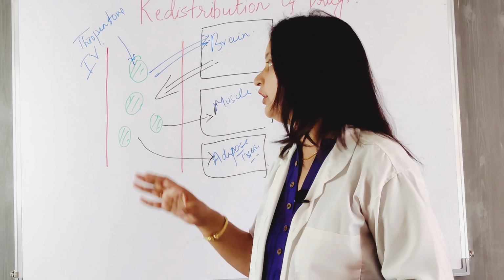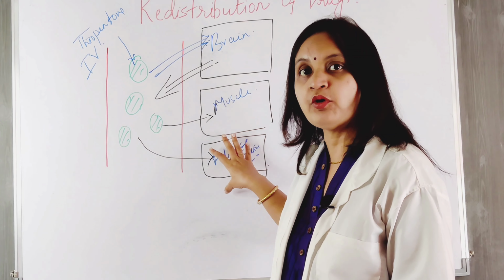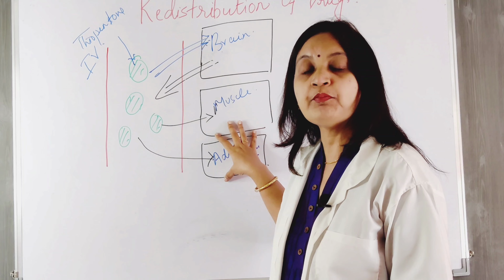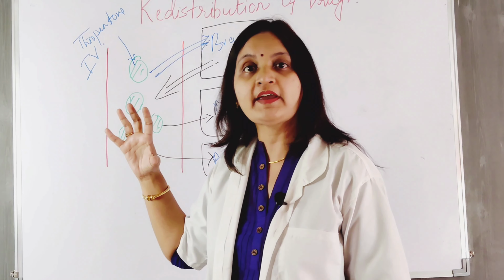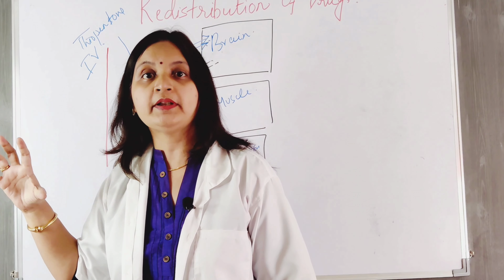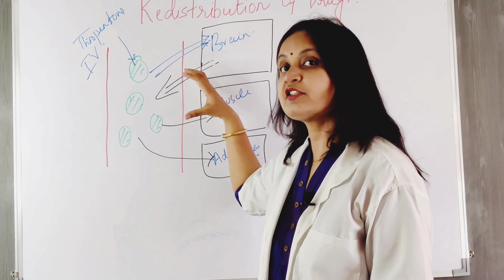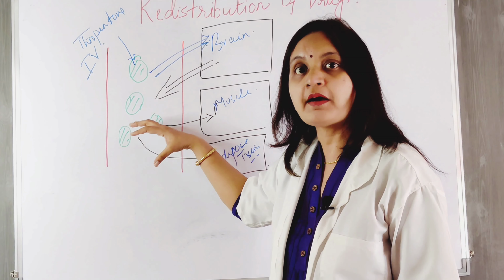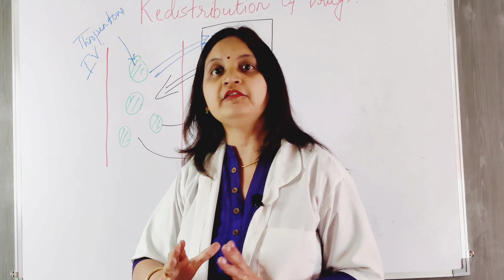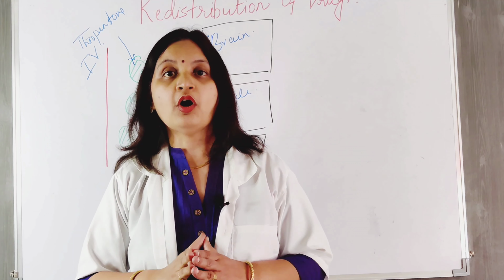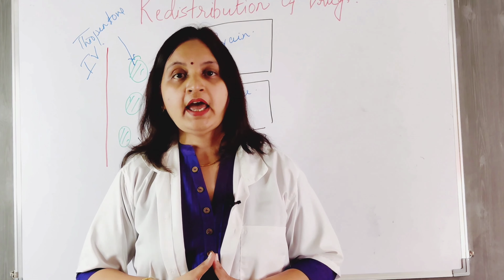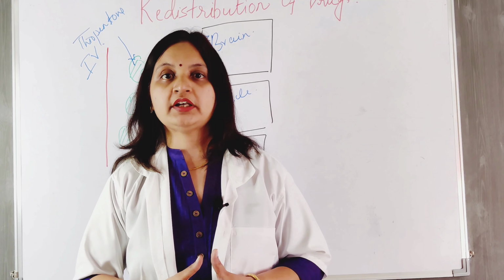This is because the drug is stored in the muscle and adipose tissue, and muscle and adipose tissue have large accommodative capacity. They have high uptake capacity, so the drug is slowly released into the vascular compartment for a prolonged period of time, and this results in a long duration of action and a long elimination half-life.